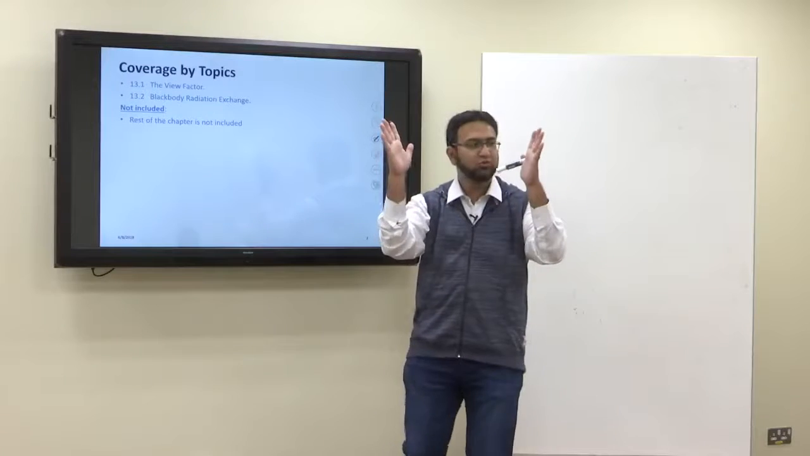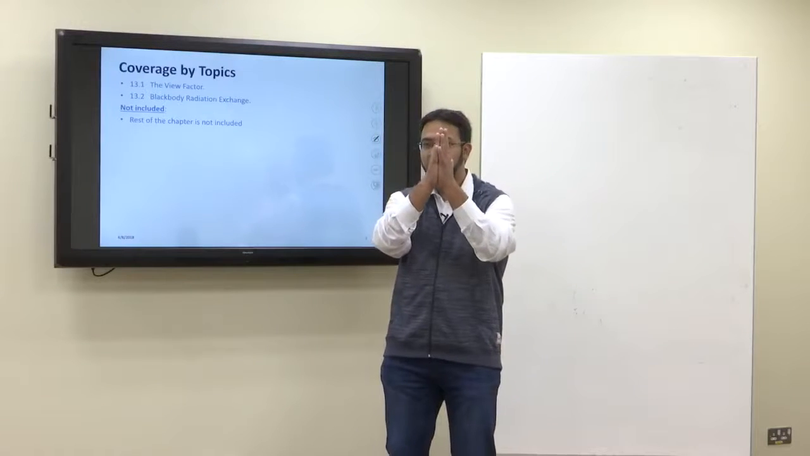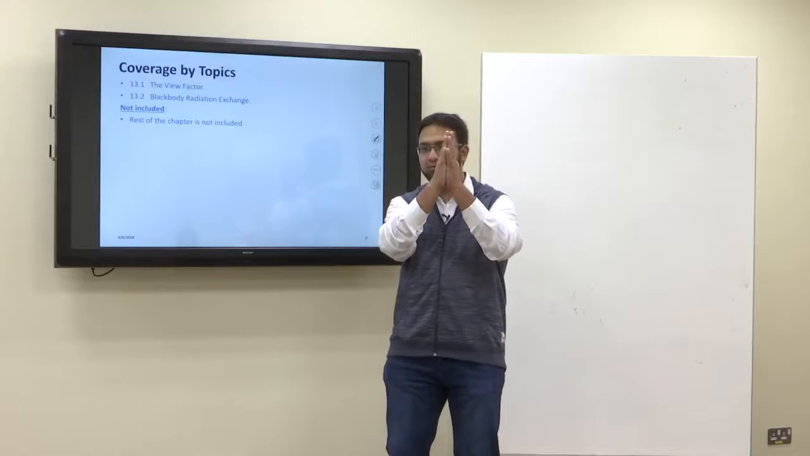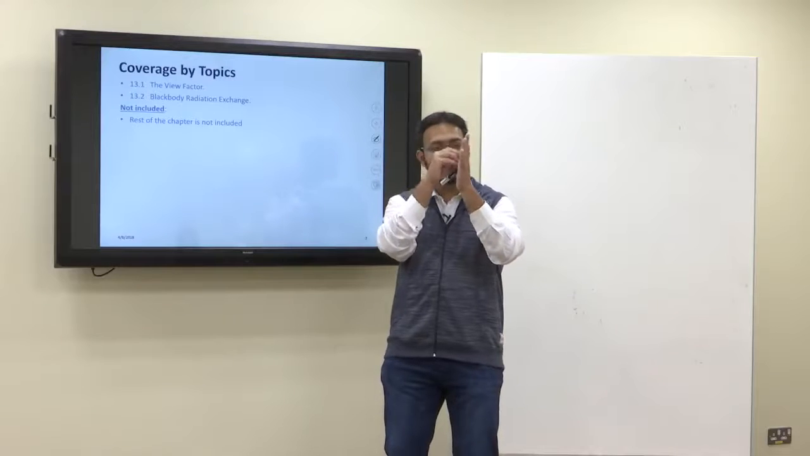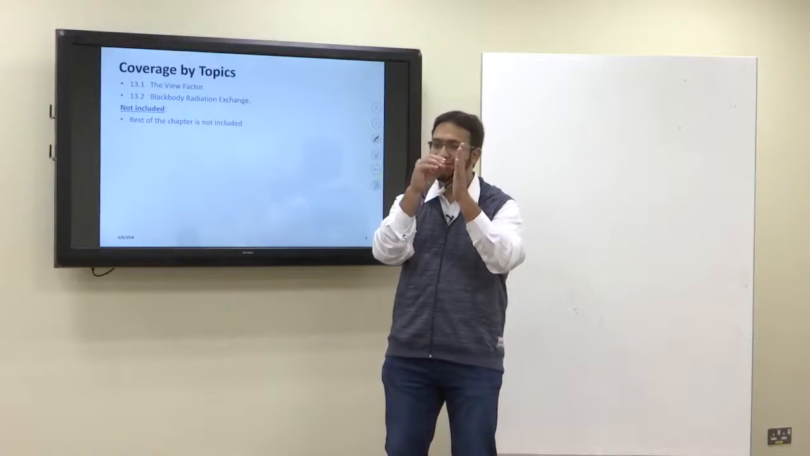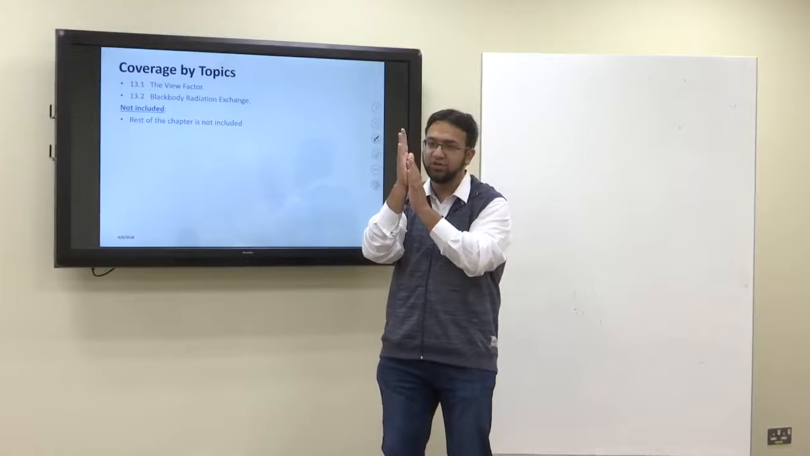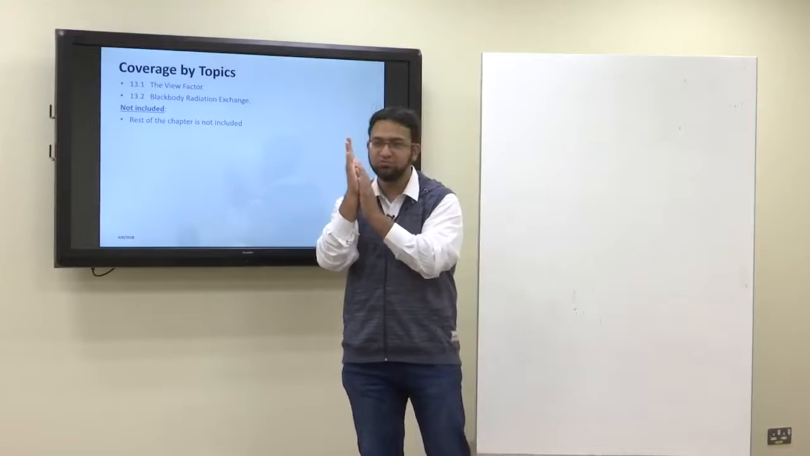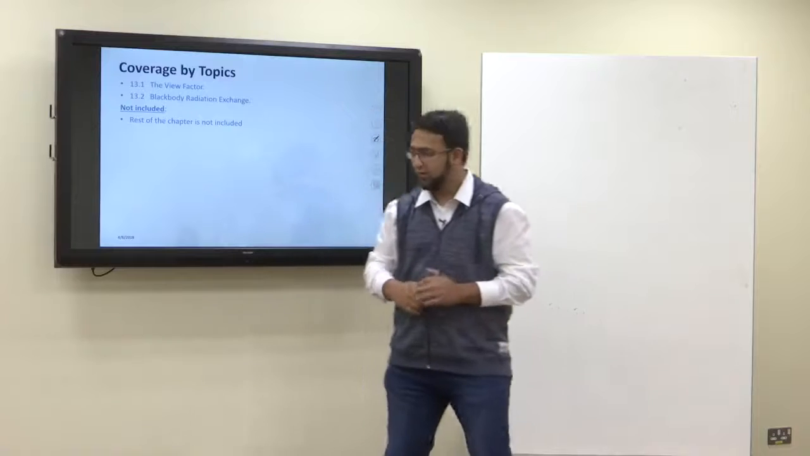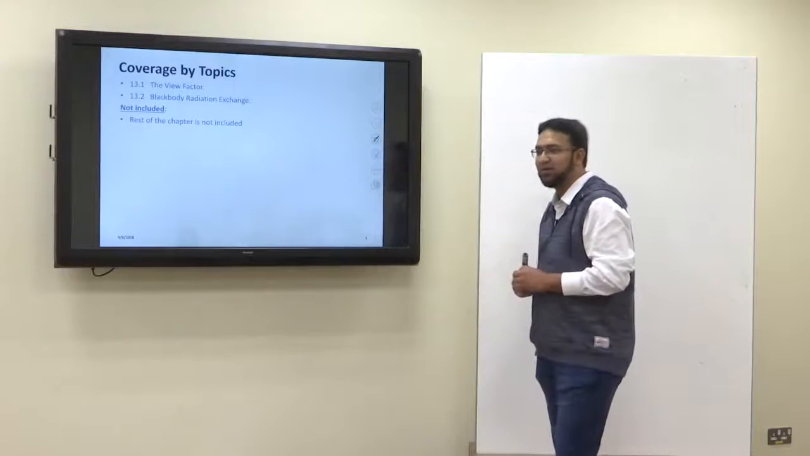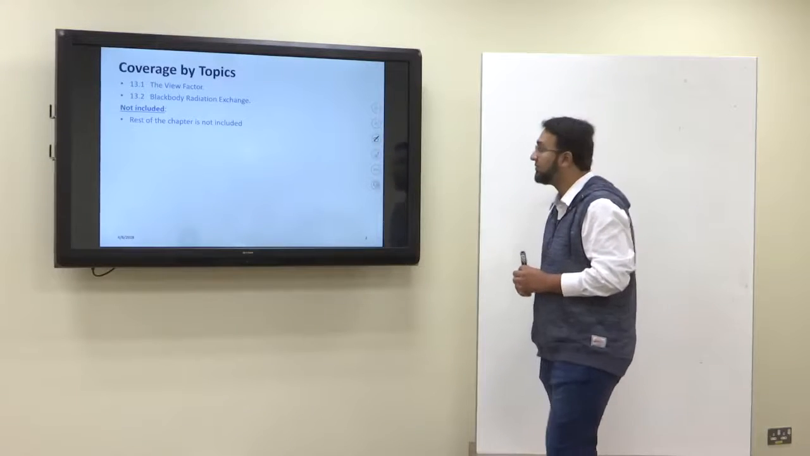So if I make two bodies very close to each other, then the view factor becomes 1, because the view of this body is totally on the other body, and there is no other body which it can view. So it's about that, by the name view factor.